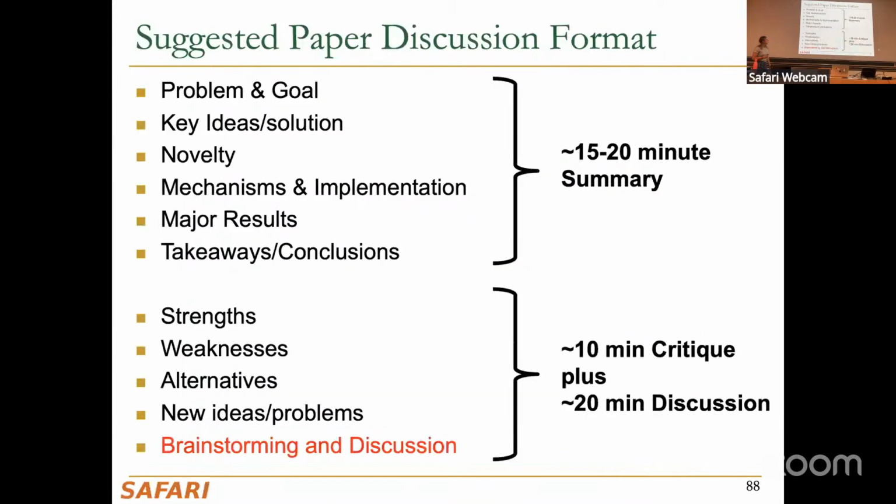Some other ones too. When you're presenting, we expect this sort of structure for your presentation. As we said, identify the problem and the goal, the key ideas, the novelty, the mechanisms, and major results. This is expected to be presented in around 15 to 20 minutes. And then we move on to the critical part, which is the critique, right? Strengths, weaknesses, alternative solutions, some new ideas. It should be 10 minutes of your own critique plus 20 minutes of discussion. So overall, it's around a 50-minute presentation for each of you.